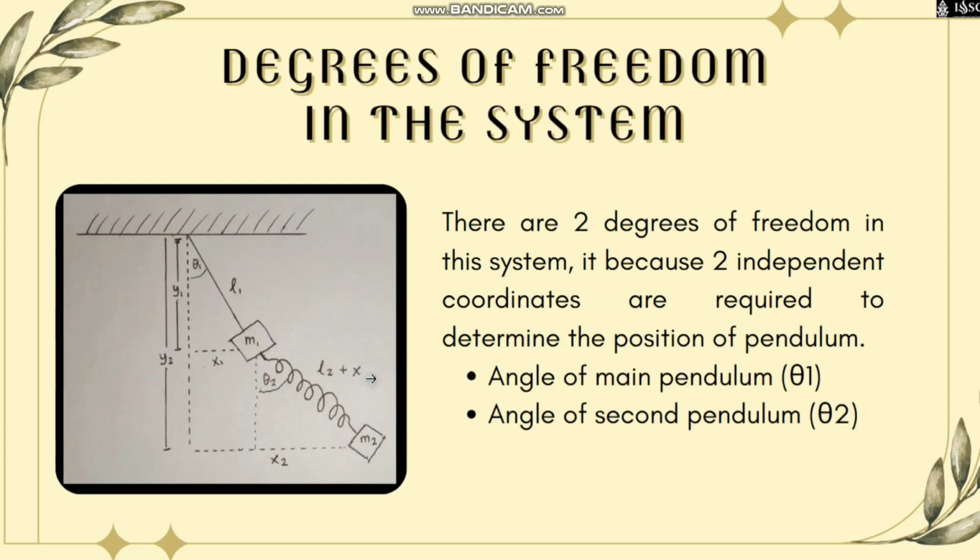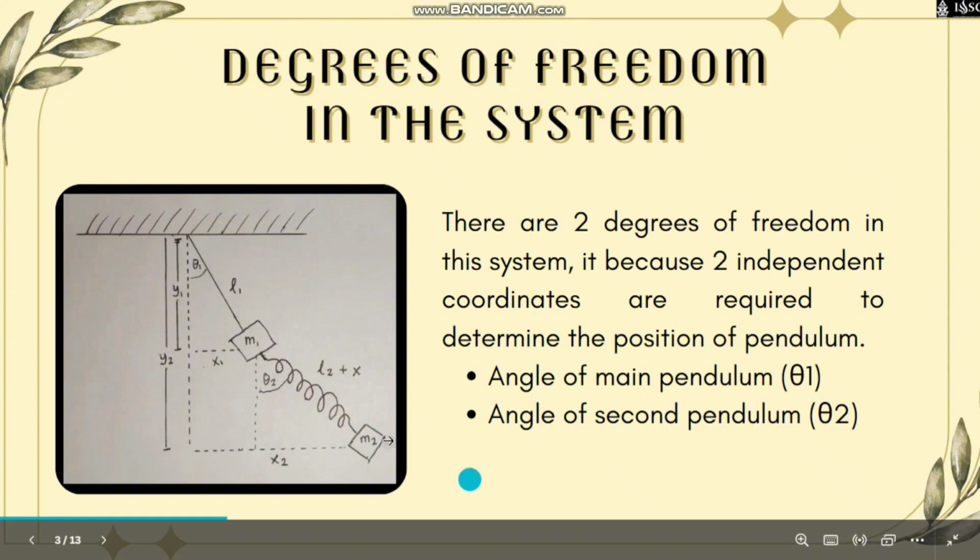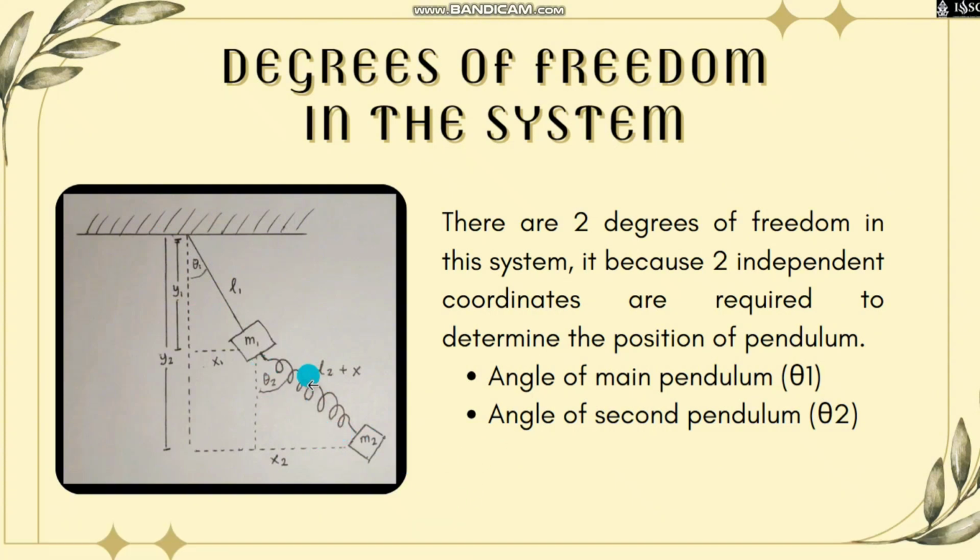The next question: how many degrees of freedom? There are 2 degrees of freedom in this system, because two independent coordinates are required to determine the position of the pendulum. The first one is the angle of the main pendulum, theta 1, and the second one is the angle of the second pendulum, theta 2. The unstretched length of the spring is L2, and the extended spring extends the length by X.